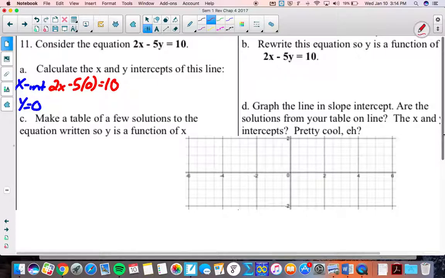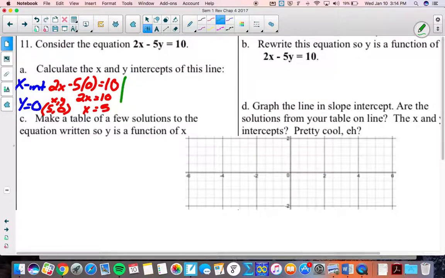This is actually super easy to solve because I would simplify first, and 5 times 0 is 0. So I really have 2x minus 0, which is really just 2x. So 2x equals 10. That means x equals 5. So the x-intercept is 5 because when y is 0, think about your coordinate pair x comma y. When y is 0, x is 5. And if you plot that point, that puts you on the x-axis. That's where this line crosses the x-axis.